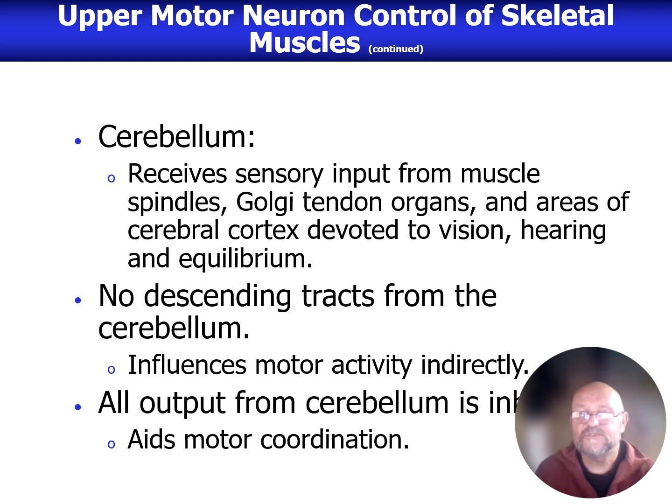There are no descending tracts from the cerebellum directly, meaning that the cerebellum is not connected to any of the rest of our body outside of our brain. The cerebellum is kind of like a processing center for the brain. It takes the information in, but then sends it back out to the brain, to the motor cortex for action. So all output from the cerebellum is actually inhibitory, and that helps to aid the motor coordination. So as the information comes in, the cerebellum is essentially deciding which muscles to switch off to allow for certain movements to be carried out successfully.